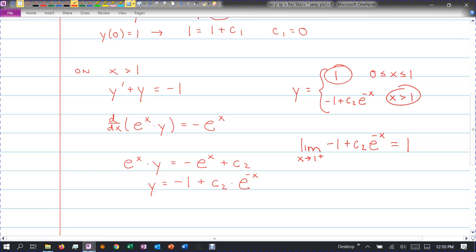And now when we take this limit and let x approach 1, we get negative 1 plus c sub 2 e to the 1 must equal 1. And now I'm going to solve for c sub 2. So c sub 2 e must equal 2. So c sub 2 must equal 2 over e. So I just added 1 to both sides and divided by e.